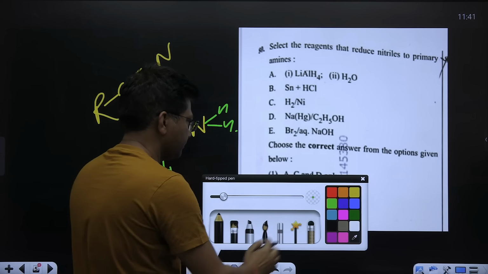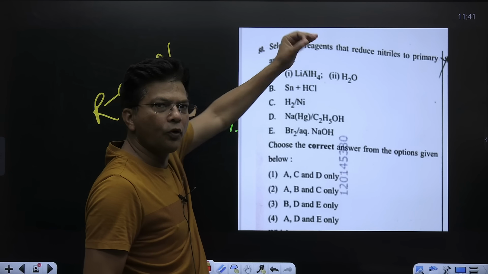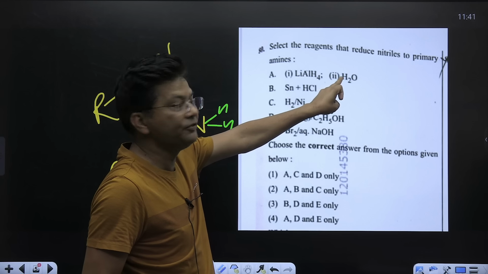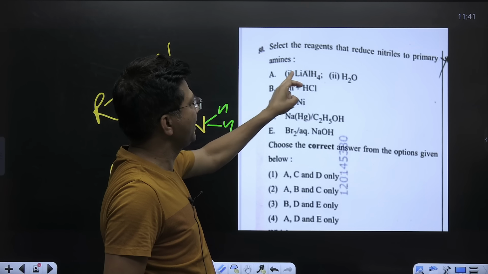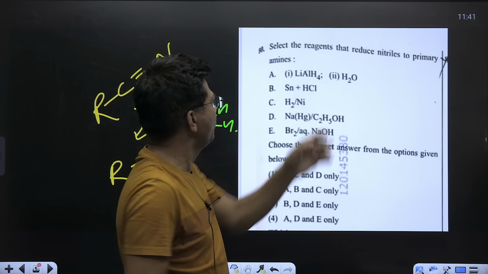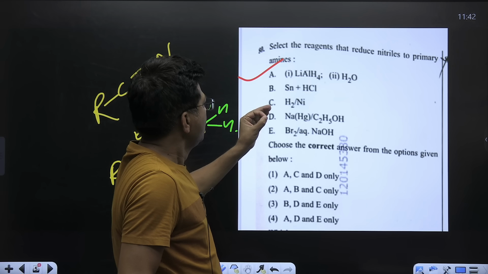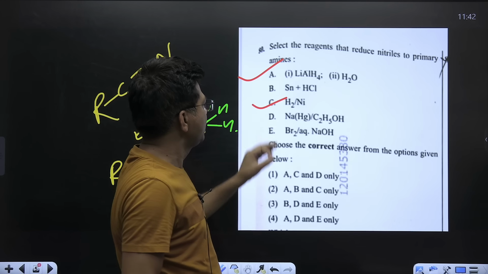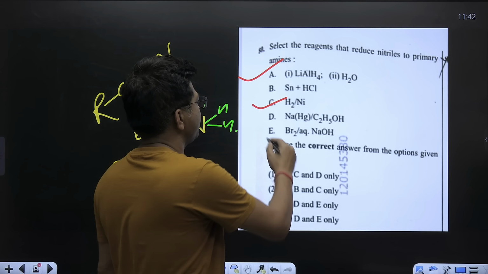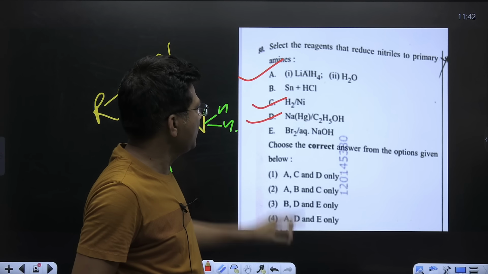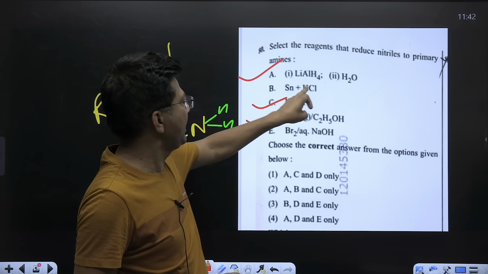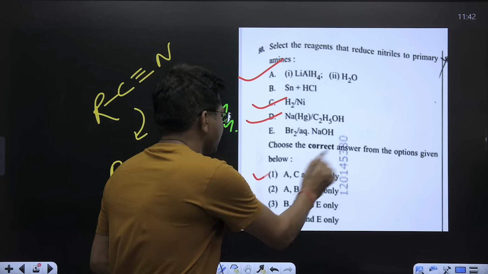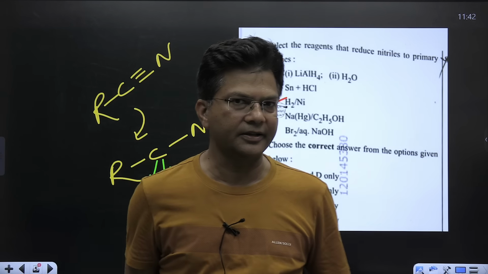Now what's the problem? See, LiAlH4 everyone knows. LiAlH4 and water. Better they could have used dry ether, because with LiAlH4, water, okay, they have used, no problem. I will come to the tin HCl, right? H2 nickel everyone knows, and sodium amalgam, this is Mendius reduction, this also we know. Now the whole masala is of tin and HCl. My dear students, definitely ACD is the correct answer. Definitely this is the correct answer.